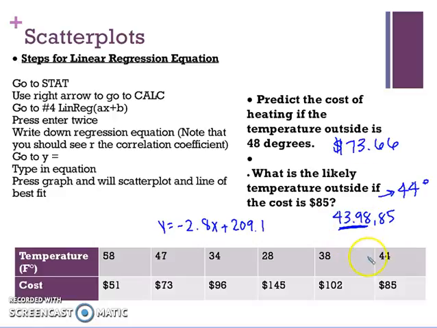Now you could also do this by hand. You could do both of these by hand. We could take 48 degrees and plug it in for x in my equation and solve, and you're going to get something close to 73.66, but maybe not exact because this is a rounded equation. And the same way, I could take 85, plug it in for my y, and again get something close, but maybe not exact, to 43.98.